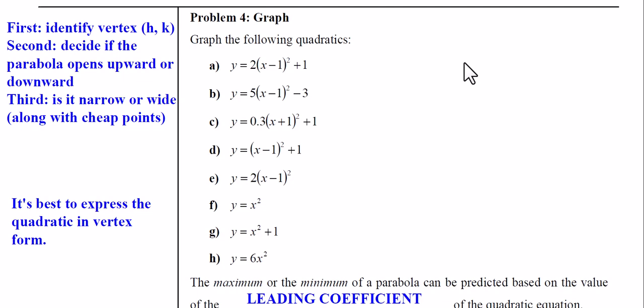So please stop the video if you haven't done problem 3 yet. You need to do problem 3, do the assignment, fill out the notes. Otherwise, this is not going to make sense. So please go do problem 3 if you haven't.